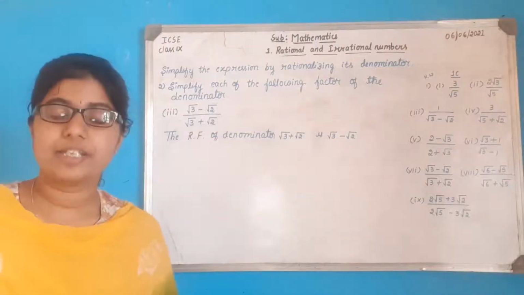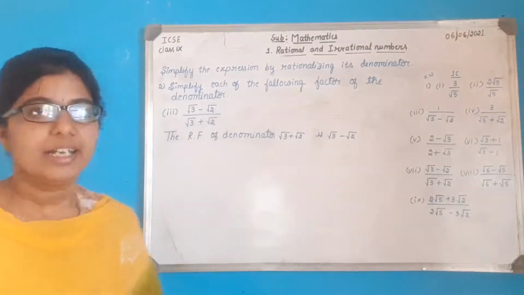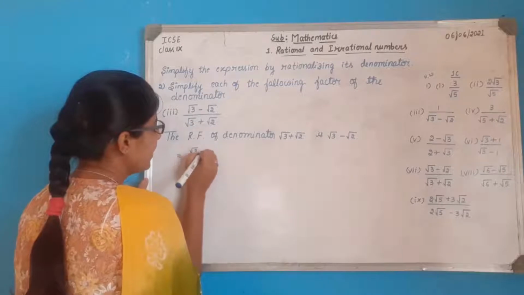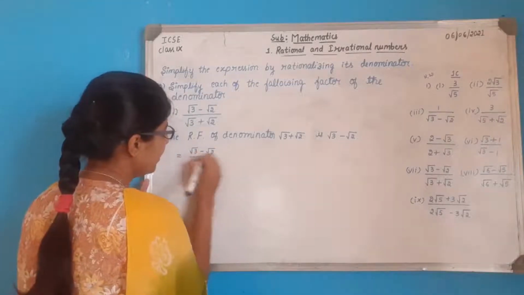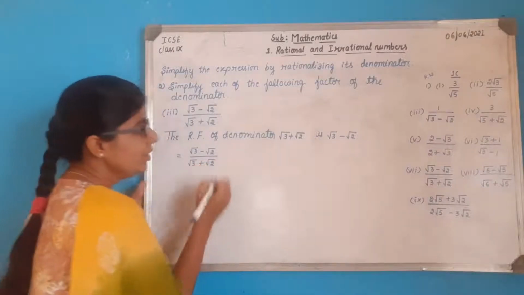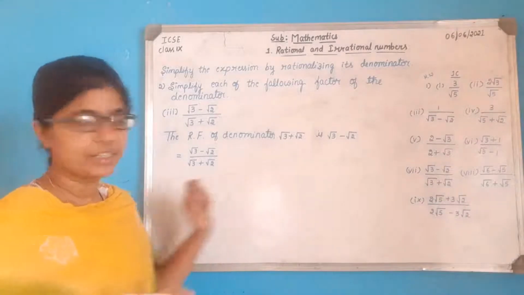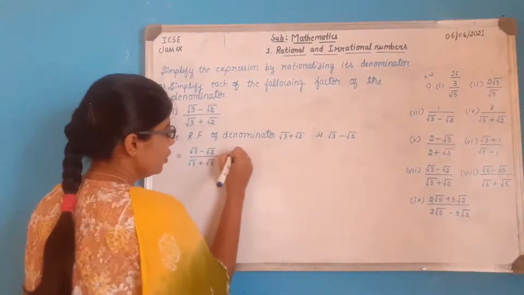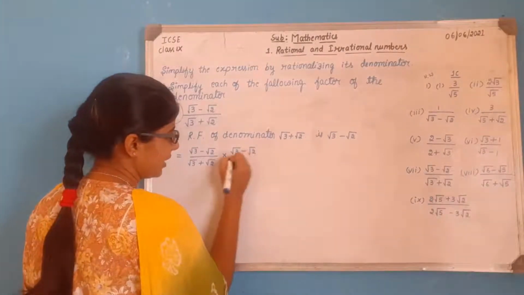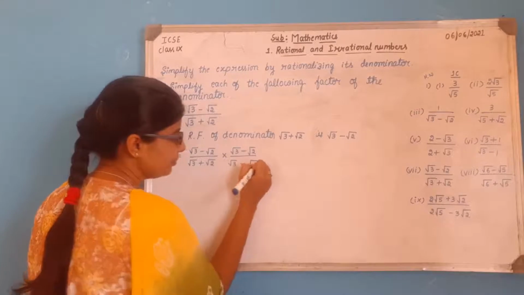And the next step is you have to multiply this rationalizing factor to both the numerator and denominator. So let us do that. So root 3 minus root 2 divided by root 3 plus root 2. Then we have to multiply this rationalizing factor to both the numerator and denominator. Multiply that: root 3 minus root 2, right? This is the rationalizing factor, divided by root 3 minus root 2.